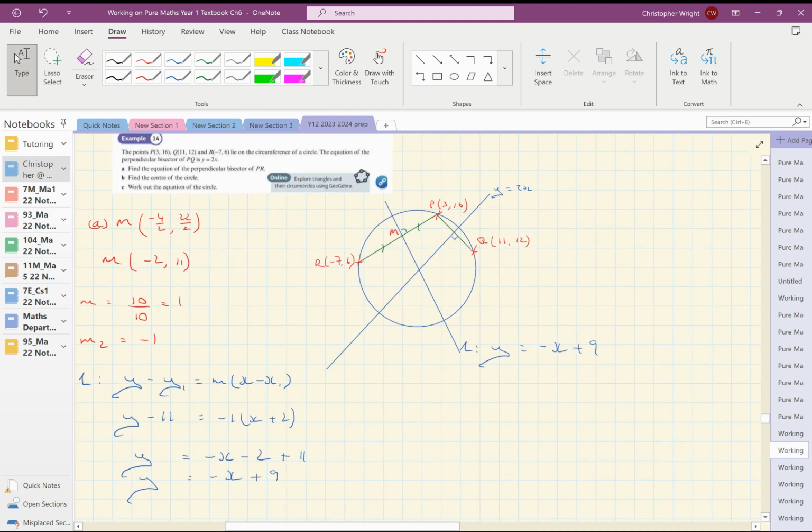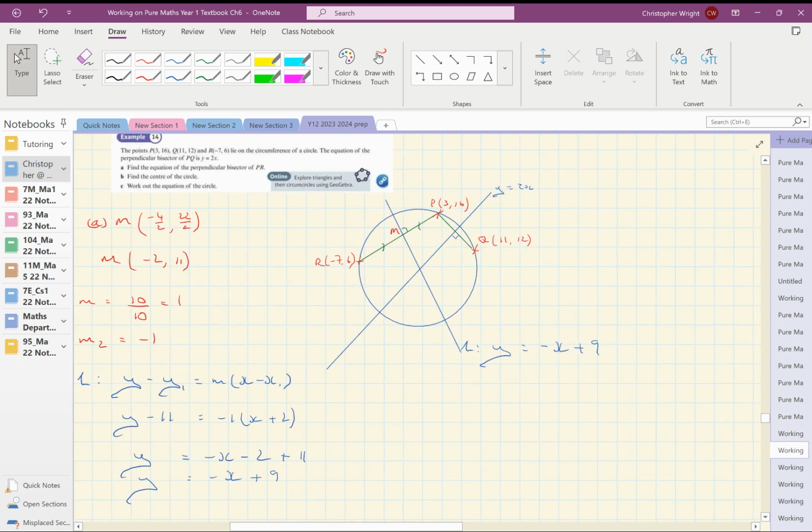Okay, part B. Find the center of the circle. Well, we know that the center of the circle lies on this line here, because this line is the perpendicular bisector of a chord. And we know that the center of the circle lies on this line here, because this line is also the perpendicular bisector of a chord. So therefore, all I've got to do is to solve those two equations for the yellow and the green line simultaneously to find the point which lies on both of them. So that's what I'm going to do.